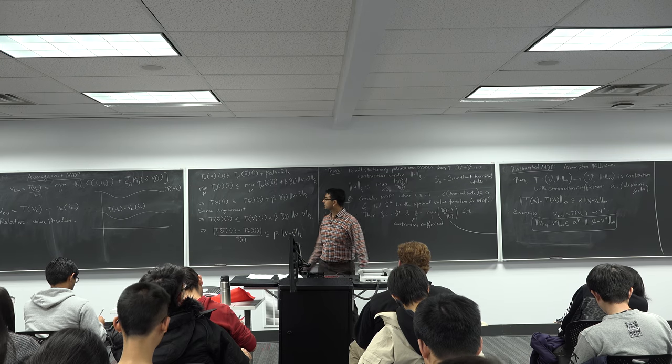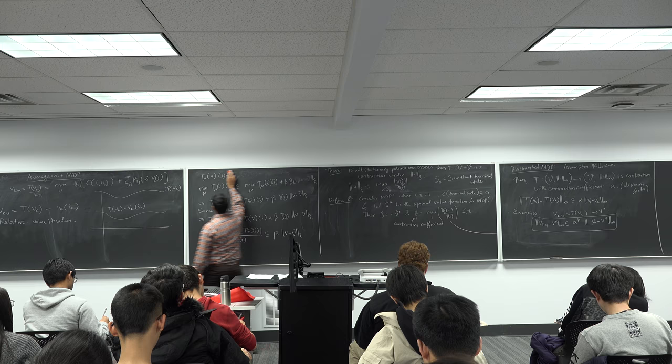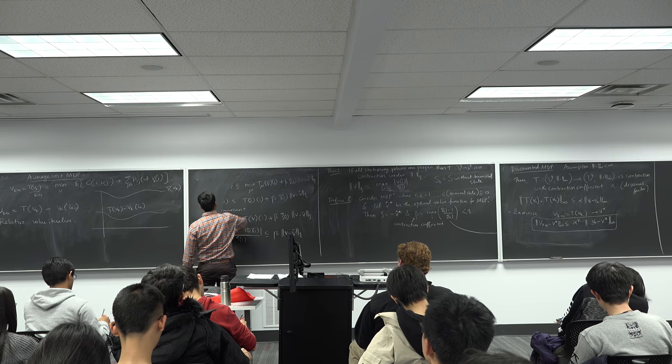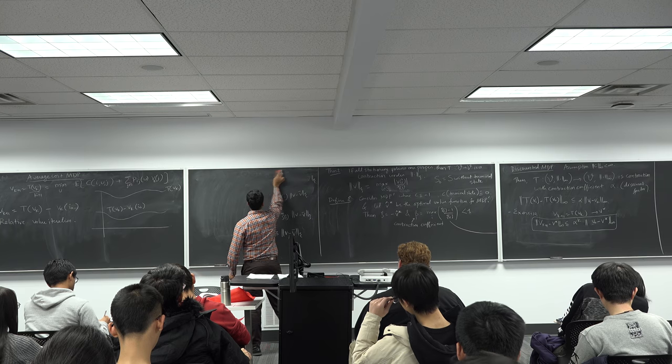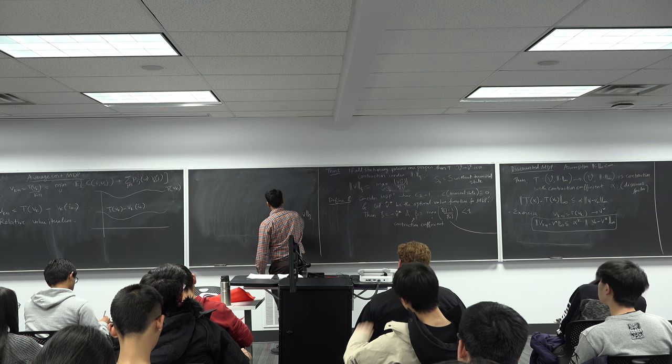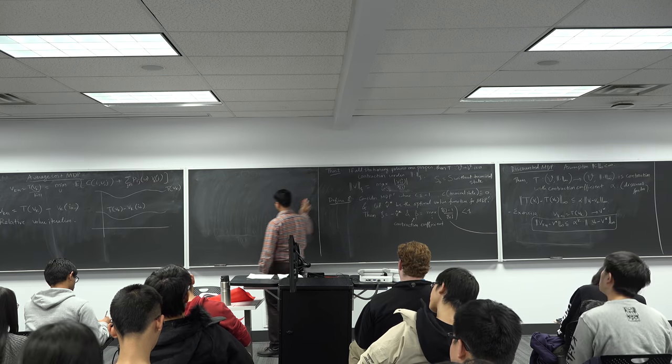Now this relative value iteration converges under some conditions. Okay, so what is the condition? It requires the underlying Markov decision problem to have some structure. And let me tell you what that structure is.